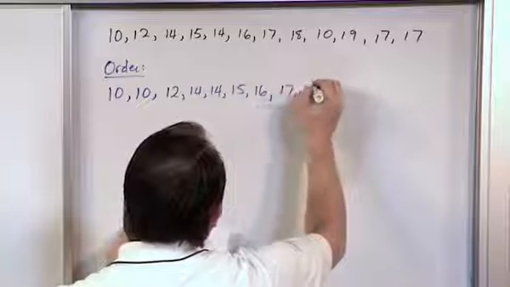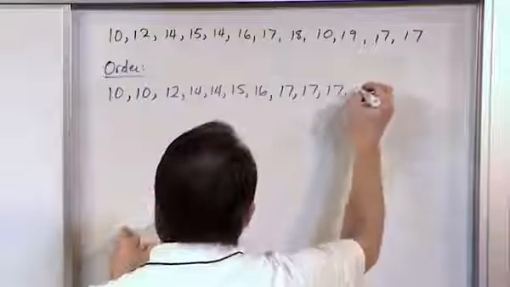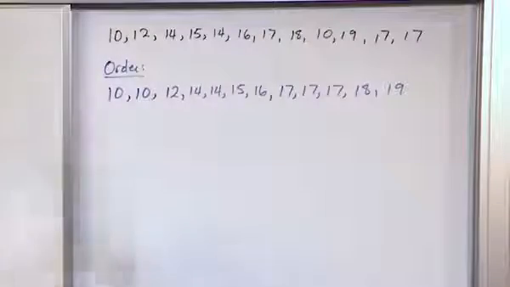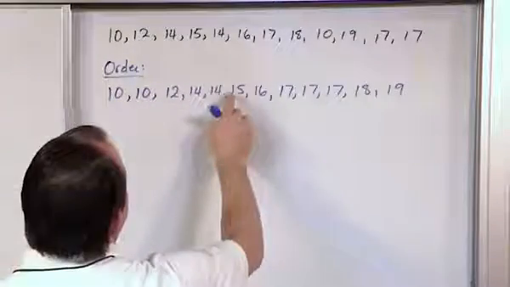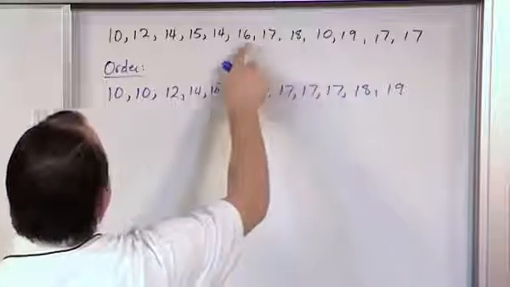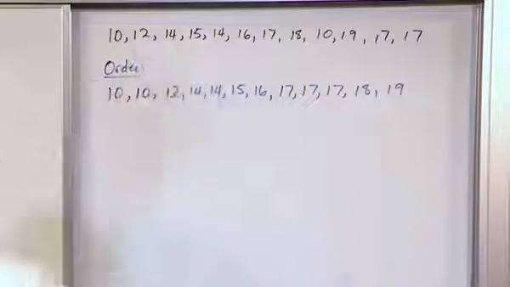Then I have 3 17s in this data set, so that comes next. Then I have an 18, and then I have a 19. Let's double check. All right, so let's check. 1, 2, 3, 4, 5, 6, 7, 8, 9, 10, 11, 12. 1, 2, 3, 4, 5, 6, 7, 8, 9, 10, 11, 12. That's why I've done my ordering correctly, I think, at least.